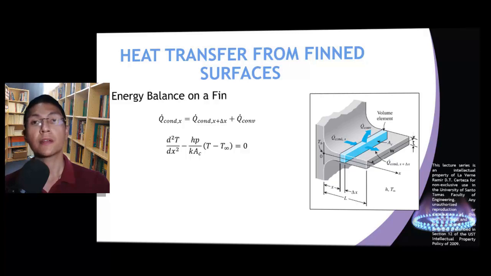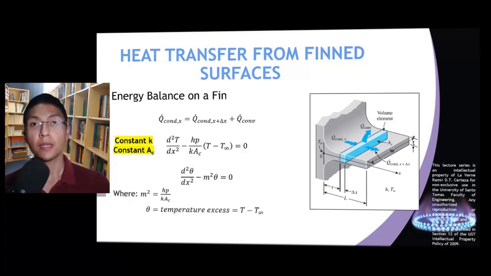The formula which characterizes the variation of temperature within the fin is only applicable under the assumption that the thermal conductivity of the material and the area normal to the heat flow remain constant all throughout the length of the fin. Now by introducing the thermal parameter theta in the equation, which corresponds to the temperature excess, and replacing the coefficient of T minus T sub infinity in the second term of the equation by m squared, we will be able to simplify the resulting equation into a second-order linear differential equation.